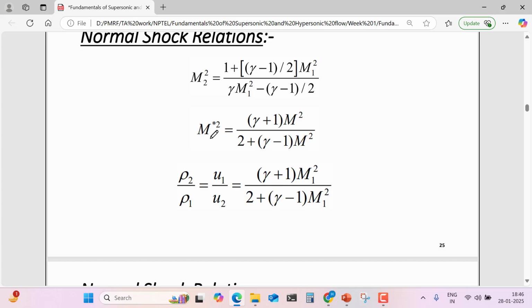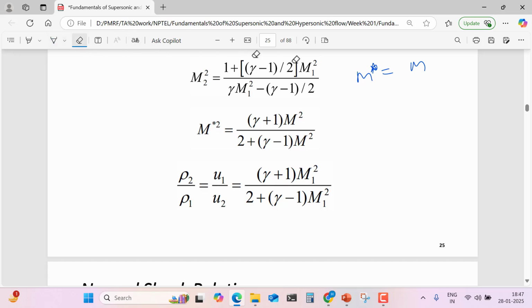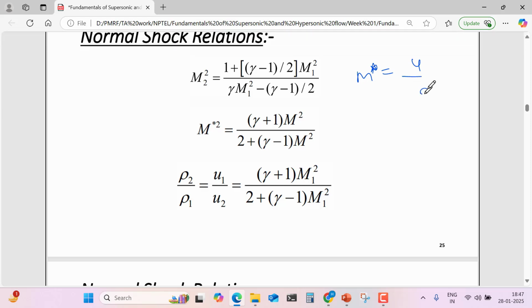We can also get M star square equal to (gamma plus 1) M square upon 2 plus (gamma minus 1) M square. This M star is nothing but u upon a star, and a star is the speed of sound at the sonic critical value, under root gamma R T star.